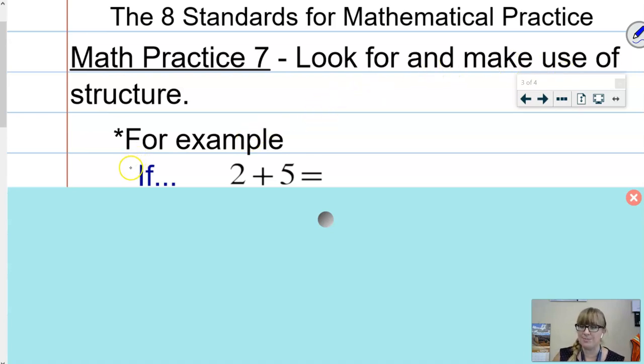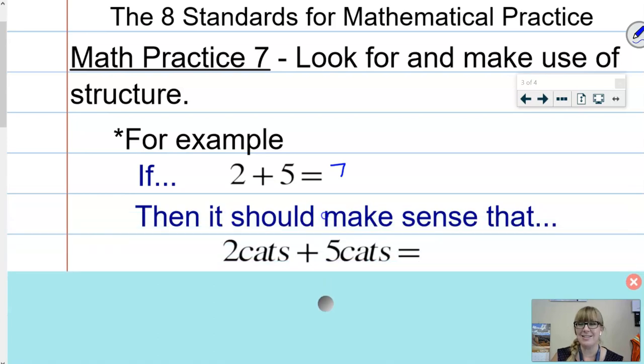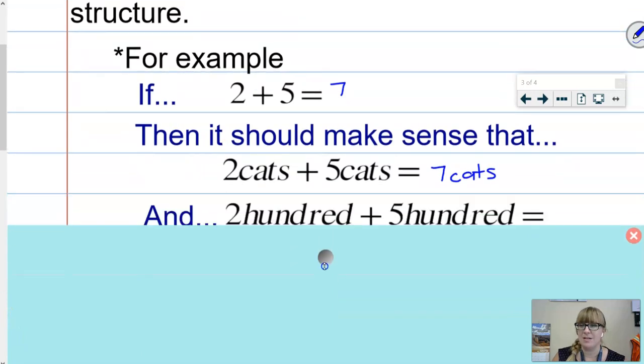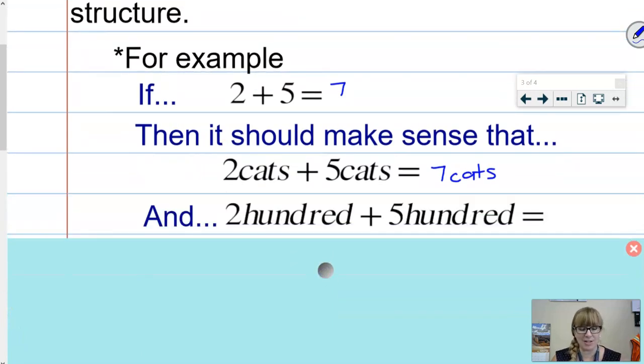We start with an example. If 2 plus 5 equals, and we all know that 2 plus 5 is equal to 7, then it makes sense that 2 cats plus 5 cats is equal to 7 cats. And we can further make sense of this. If I have 200 plus 500, we know that that's going to be equal to 700. It makes sense because we're making use of the structure.